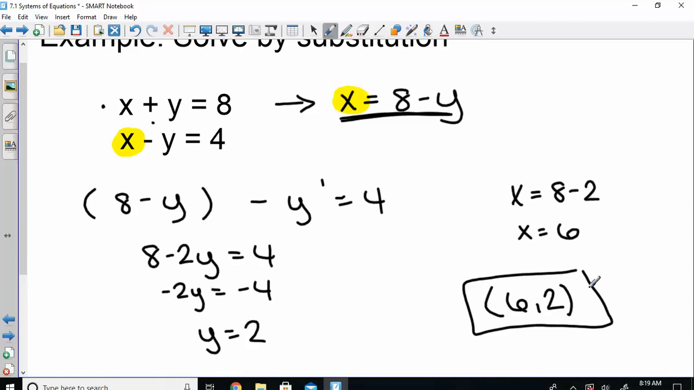Is that one okay? Where did you get the 8 from? This 8? No, the 8 is like the 8 minus 2. Oh, I plugged my y into that equation for x.